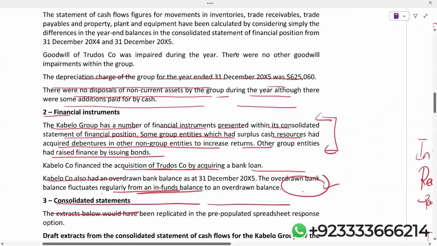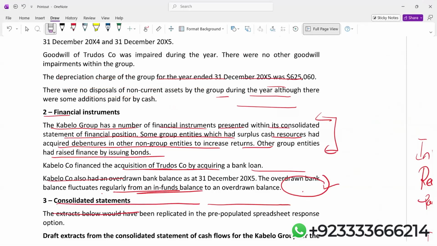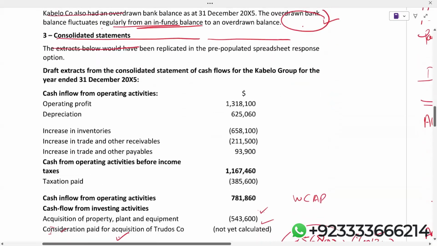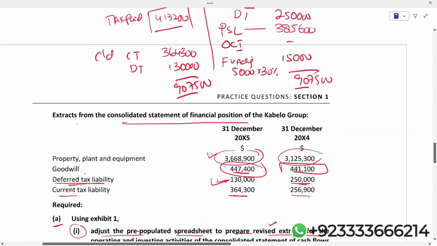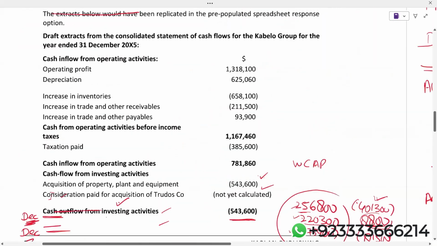The Kabelo group has a number of financial instruments presented within the consolidated statement of financial position. Some group entities which had surplus cash reserves had acquired debentures in other non-group entities to increase returns. Other group entities had raised finance by issuing bonds. Now stop. How many marks do we have? Exhibit 2 carries 6 marks, okay? Now come back one by one.